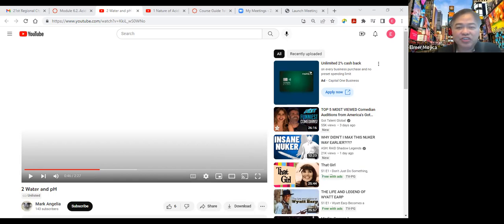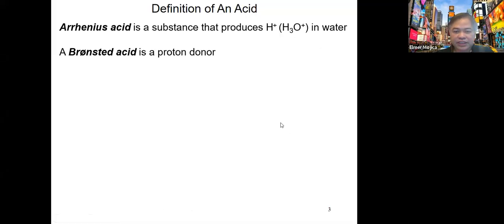Now, here are some of the definitions of an acid and a base. Okay? So there are three definitions of the acid. One is the one proposed by Arrhenius. Okay, when you say Arrhenius acid, it's the one that produces H plus or H3O plus. So H3O plus is just H plus plus H2O, in water.